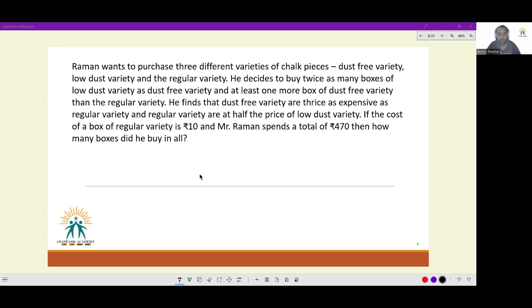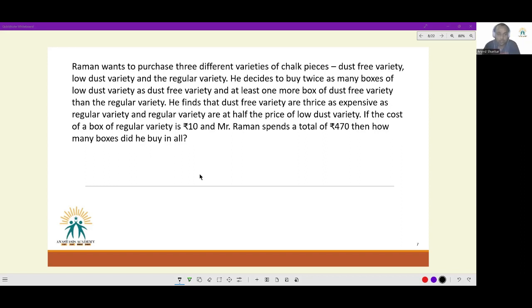He finds that dust-free variety are thrice as expensive as regular variety, and regular variety are half the price of low dust variety. The cost of a regular variety is ₹10, and Mr. Raman spends a total of 470. Then how many boxes did he buy?